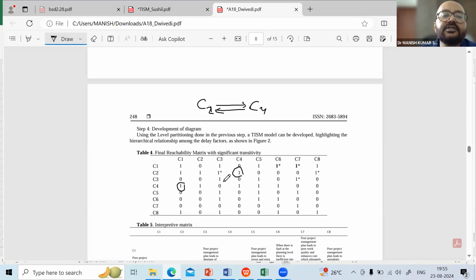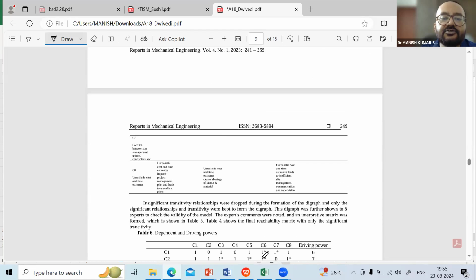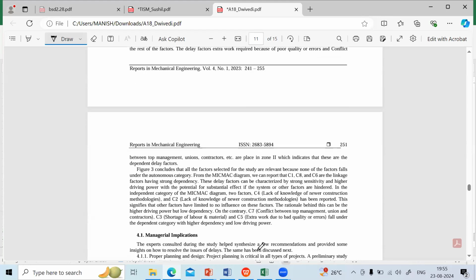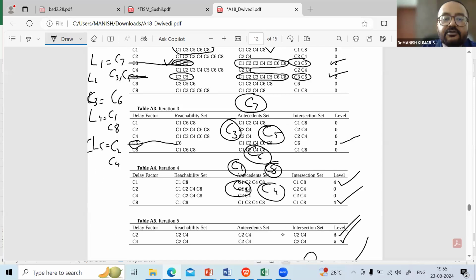Okay. Now what is the second level? This is down. Yes, C5, then C4 to C1, correct. C8, correct. So like this we have to create, because we are creating the diagram. The digraph is the first stage of the TISM diagram. Sometimes some people don't do it, and directly create the diagram. Since I am explaining to you, I am doing it for you.